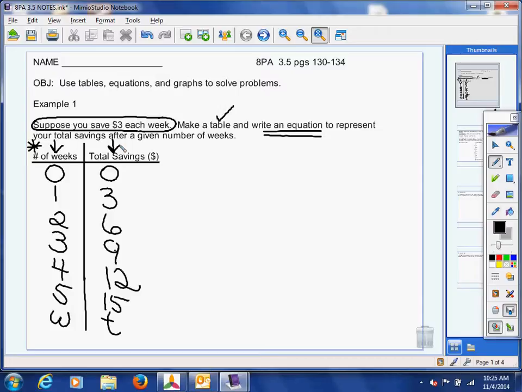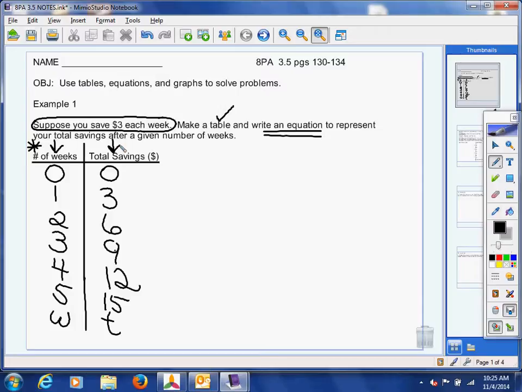Okay, so we have two choices. We either added 3 or we multiplied by 3. So what's 0 plus 3? 3. Okay, so we didn't add 3. What's 1 plus 3? 4. What's 2 plus 3? So we're not adding 3. So what did we do to the 0 on the left to get the 0 on the right?